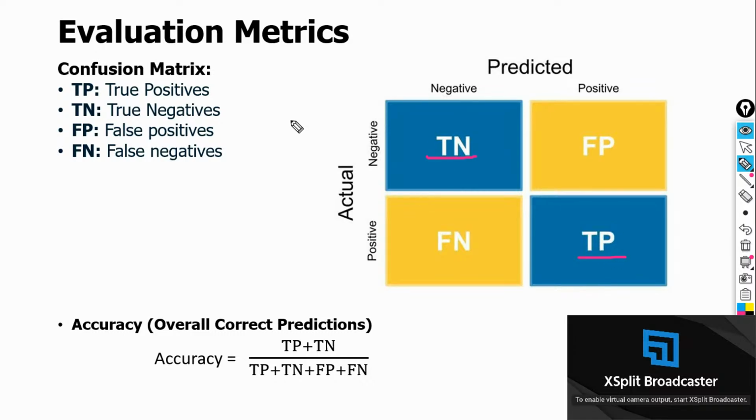TP, TN. Anyhow, I have the abbreviations here: true positives, true negatives. But what do they mean? I'll take an example, and then I'll discuss these terminologies.